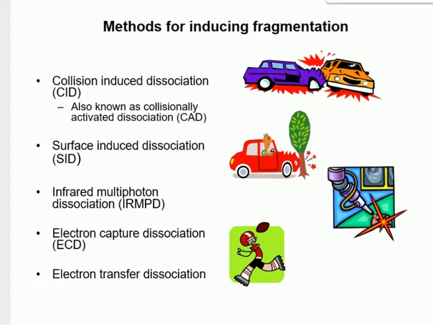So the idea behind CID is that your precursor ion, a peptide in this particular case, is accelerated and collided with an inert gas. So it increases its kinetic energy and it collides with an inert gas. Now, the collision is inelastic, and so some of that translational energy is converted to internal energy of the peptide. That energy is distributed throughout the molecule, will build up with multiple collisions, and eventually you'll get cleavage of the weakest bond. In a peptide, that's the peptide bond, so the amide bond cleaves.